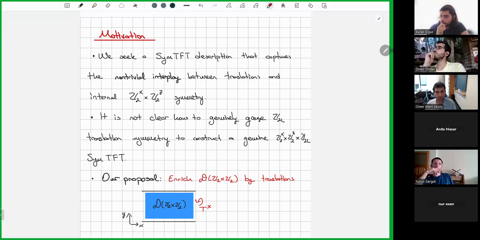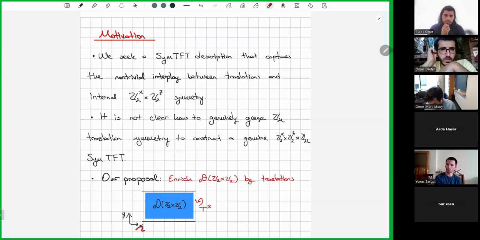So that's the motivation. I want a SymTFT description that also captures the interplay between space-time symmetries and the internal symmetries. And what I am going to do is that whatever internal symmetry I have, I will gauge it. For instance, in the case of Z2 times Z2 with translation, I'll look at the Z2 times Z2 quantum double. And then the space-time symmetry, I'll make it a symmetry of the topological order. So I'll enrich the topological order by this symmetry. So that's why I call this construction space-time symmetry-enriched SymTFT description.